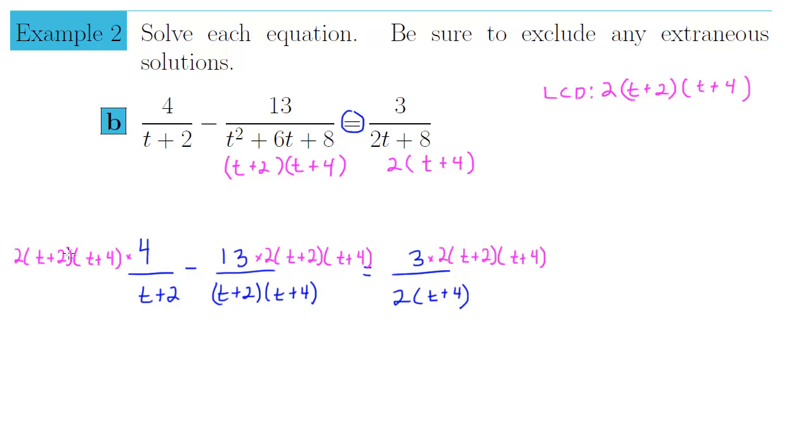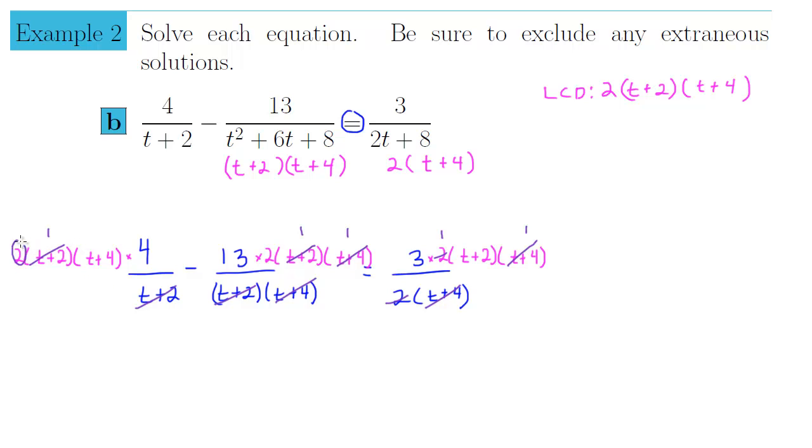So this can be reduced, the t plus 2 and the t plus 2 turn into a 1. The next term can be reduced. The t plus 2 factor and t plus 2 factor give you a 1. The t plus 4 factor and t plus 4 factor also give you a 1. And finally, the t plus 4 factors go away, and the 2 factor goes away. So if you notice, all of our denominators have been reduced away. So now we just have to focus on what we have left.